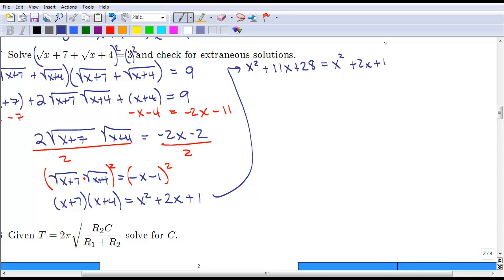Now, again, we want to get everything to one side, set it equal to 0. It doesn't matter which way. Since the x squareds are going to subtract out, I'm going to move everything over here so we have a positive x. So I'm going to subtract x squared, 2x, and 1.